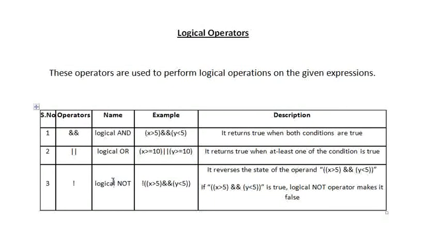Logical NOT will return the negative of the given operation. Let us take an example. Here we have used logical NOT outside the bracket. Let us suppose it gives the answer true, so it will return false. It means it will reverse the state of the operand. It will reverse our answer. This is all about logical operators.